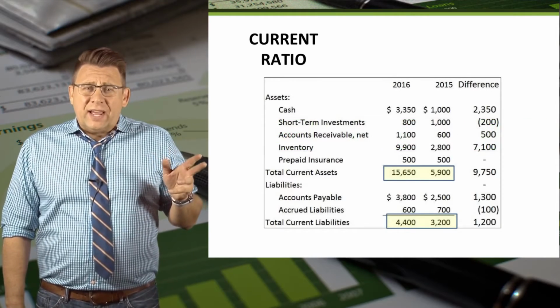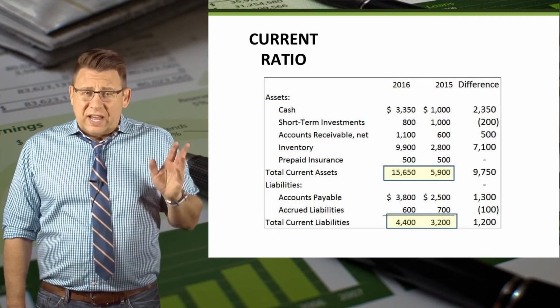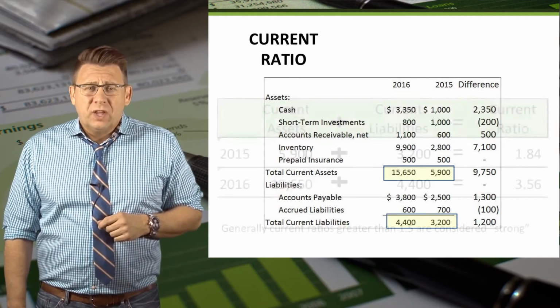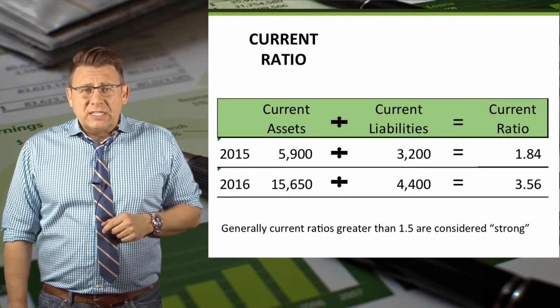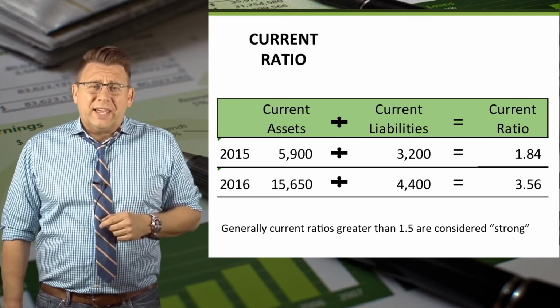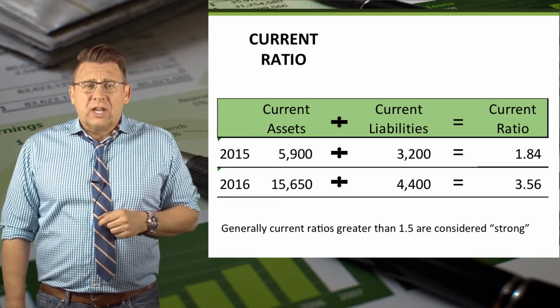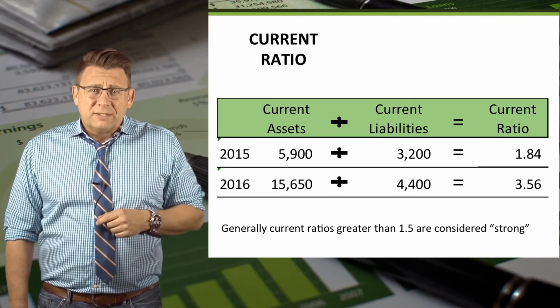Here is the current asset and liability section of a sample company's balance sheet. We'll use the highlighted current assets and liabilities to determine the current ratio. For 2015, current assets divided by current liabilities gives us a current ratio of 1.84. For 2016, current assets divided by current liabilities gives us a current ratio of 3.56.